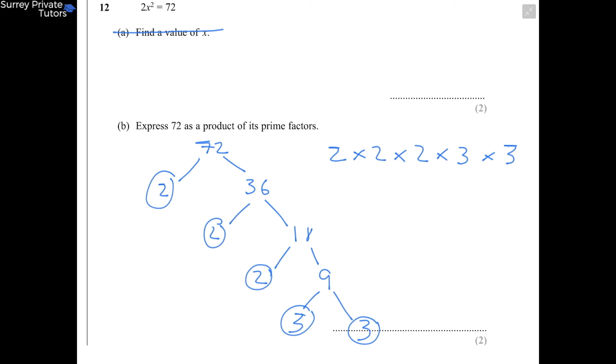If you want to go one step further, you can combine these numbers into indices. So that would be 2 cubed multiplied by 3 squared. And that would be your final answer.